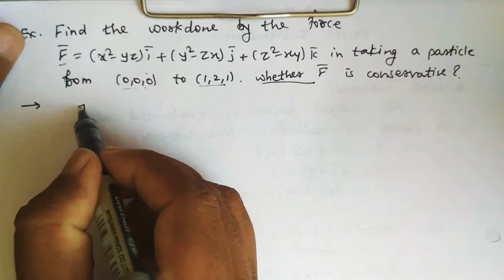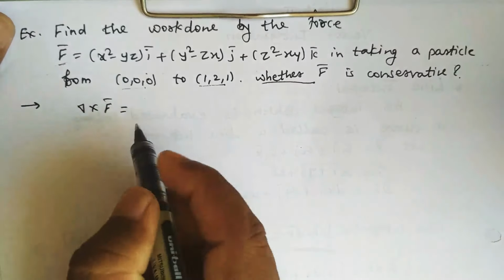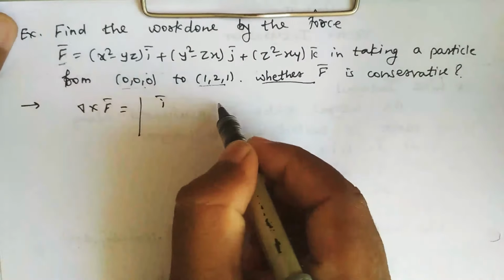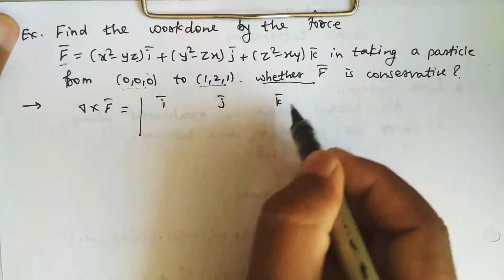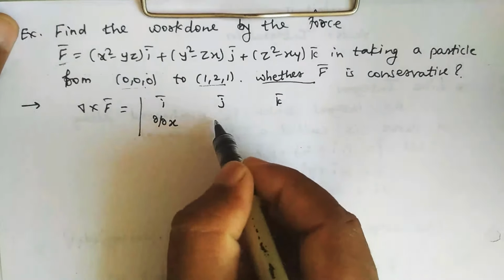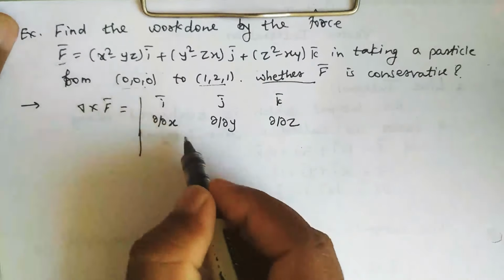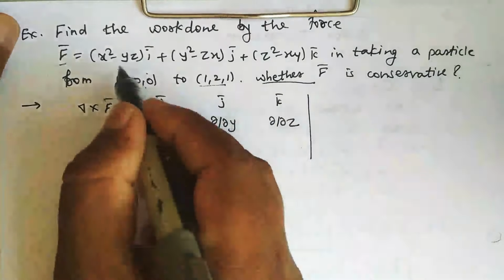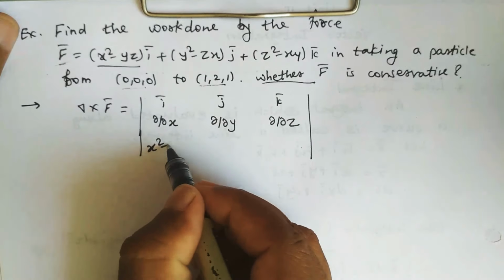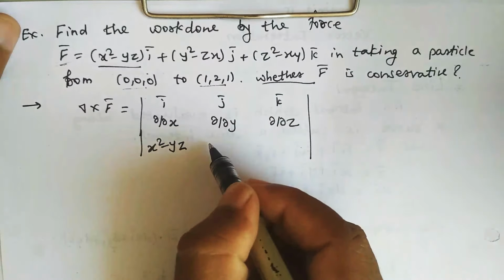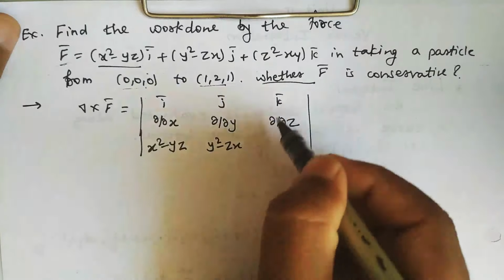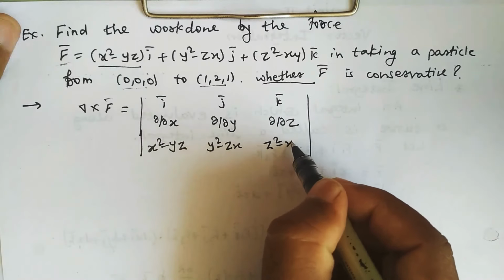So we check del cross f bar is equals to i bar, j bar, k bar in determinant. Second row is del by del x, del by del y, del by del z. Third row is f1, f2, f3. So value of f1 is x square minus yz. Value of f2 is y square minus zx. Value of f3 is z square minus xy.